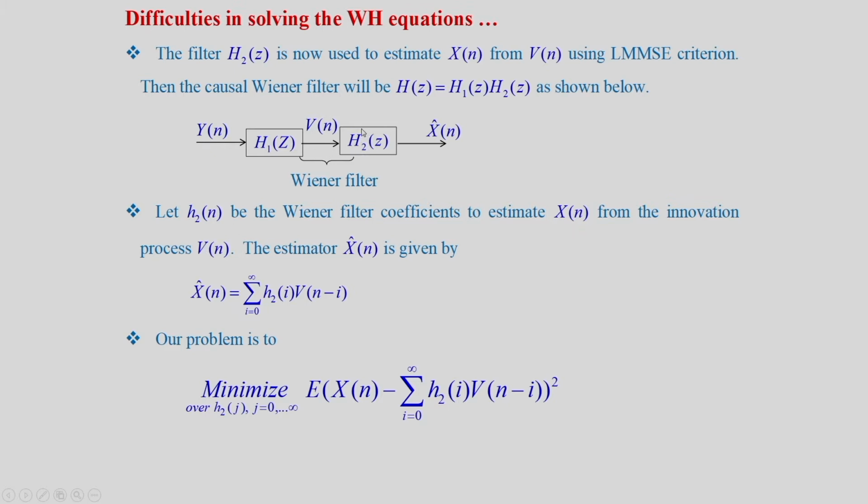Let h2n be the Wiener filter coefficients to estimate x hat from the innovation process Vn. So, here the corresponding impulse response parameters are h2n. The estimator x hat n is now given by x hat n is equal to summation h2i v of n minus i, i going from 0 to infinity, and the corresponding minimization problem is minimize E of x n minus summation h2i into v of n minus i, i going from 0 to infinity, whole square, with respect to h2j, j going from 0 to infinity.